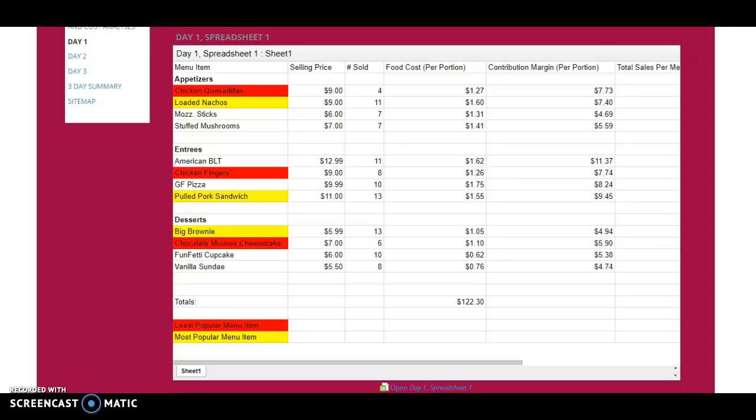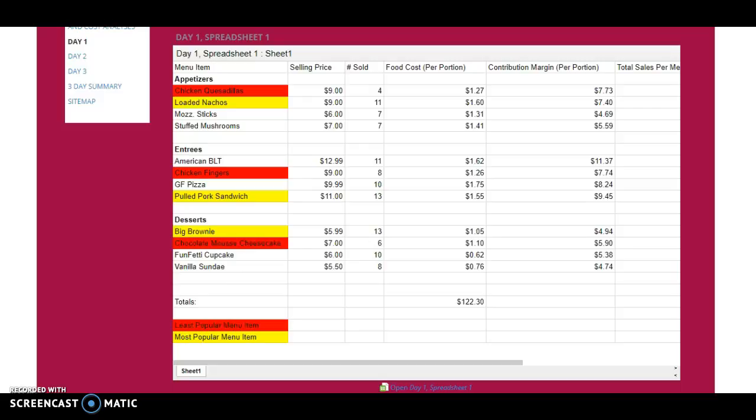For my entrees, the chicken fingers sold the least with 8. The pulled pork sandwich sold the most with 13. And for my desserts, the big brownie sold the most with 13. And the chocolate mousse cheesecake sold the least with 6.